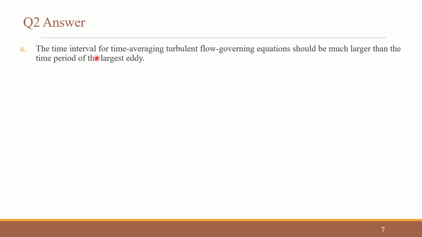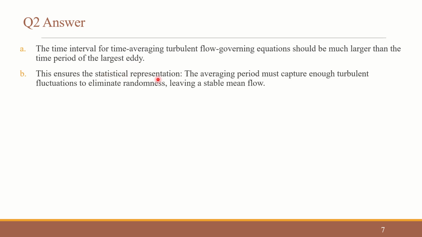So the time interval for time averaging turbulent flow governing equations should be much larger than the time period of the largest eddy. This ensures the statistical representation. The averaging period must capture enough turbulent fluctuations to eliminate randomness, leaving a stable mean flow. That is, we are using an averaging period that is enough to capture the turbulent fluctuations, so that we are not focusing on any randomness. We are ruling out the possibility of randomness and having a stable mean flow.